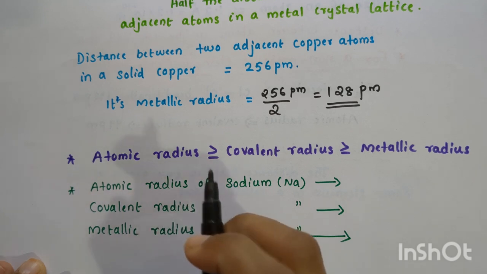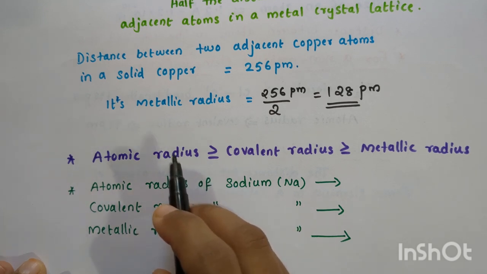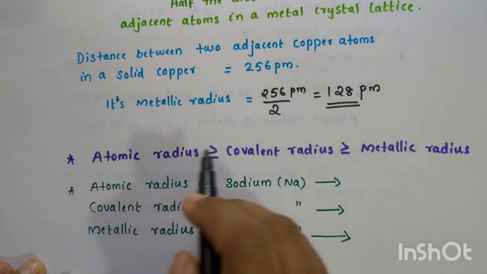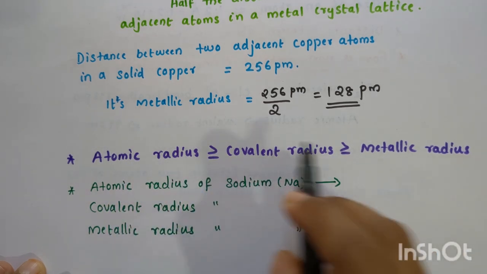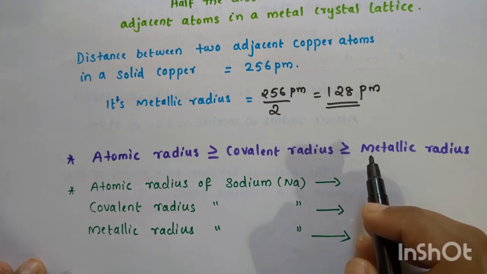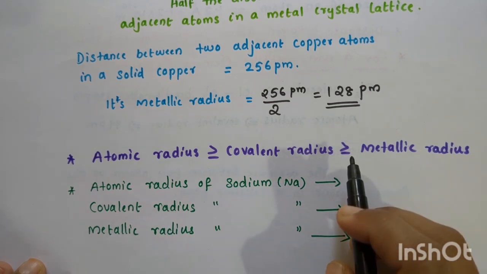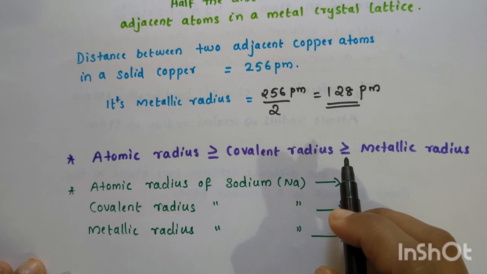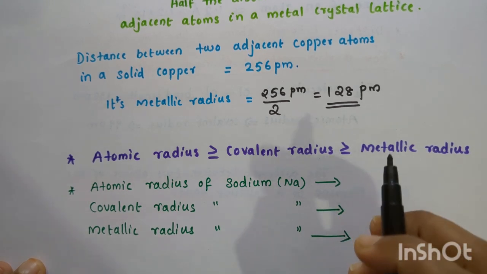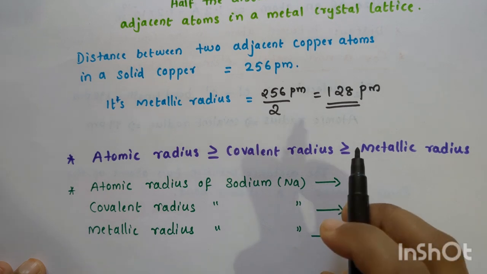A rough estimate of the relationship between atomic radius, covalent radius and metallic radius is: atomic radius is greater than or equal to covalent radius, which is greater than or equal to metallic radius. The values of the radii of atoms are not fixed values. They can vary depending upon the specific element, bond type, crystal structure, etc.